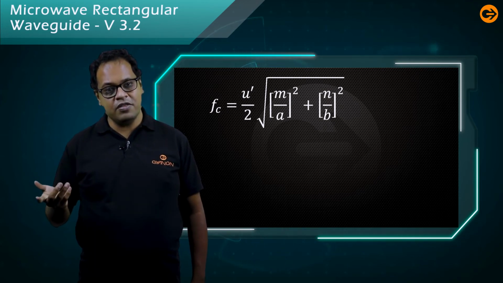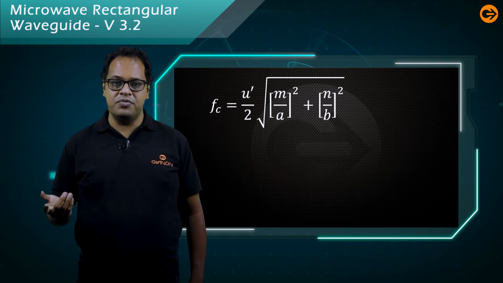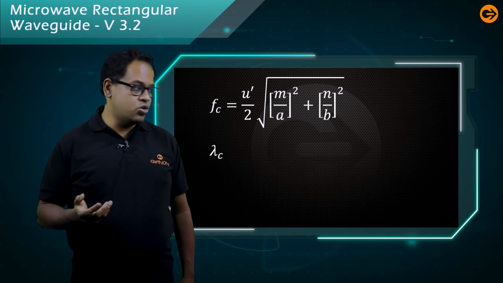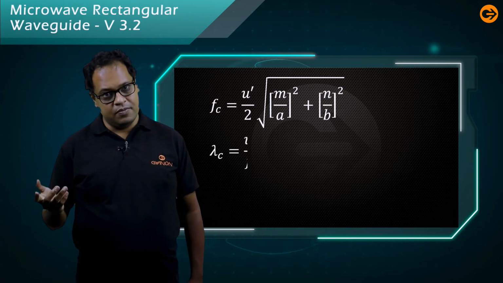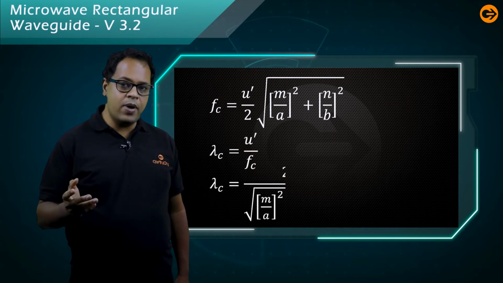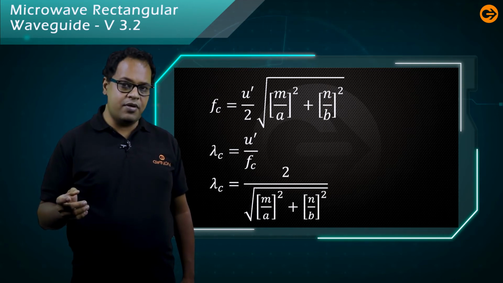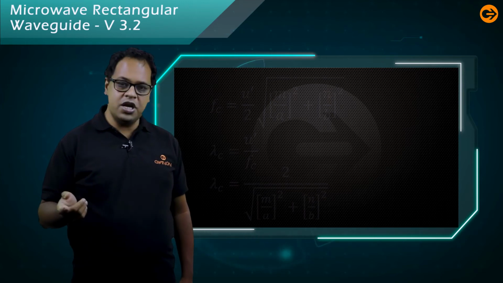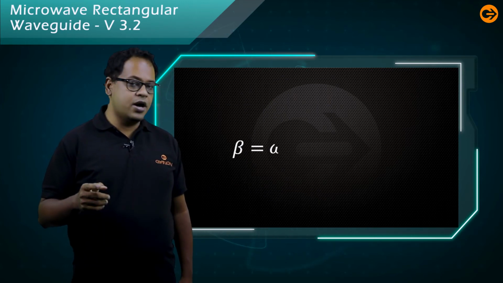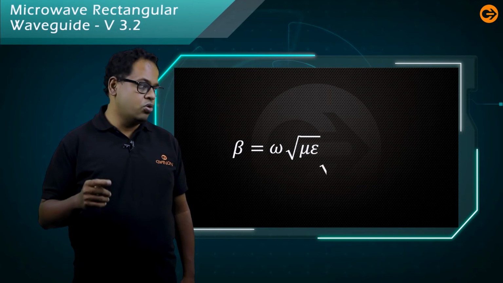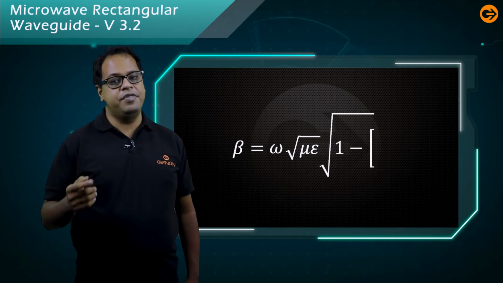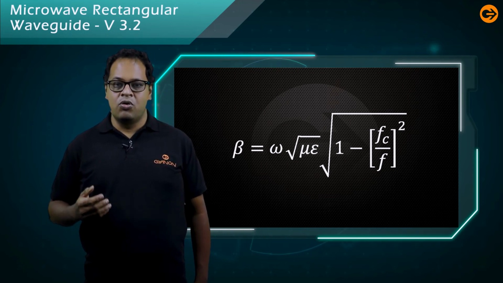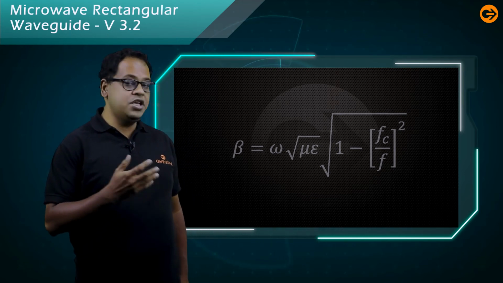Then what is the cutoff wavelength? From the class 12 level concept, you are already aware that lambda c is equal to u dash by fc, which is equal to 2 by root over (m pi by a) square plus (n pi by b) square. So beta is equal to omega root over mu epsilon into root over 1 minus (fc by f) square. In the case of the transverse magnetic mode, what is the diagram of the TM21 mode?